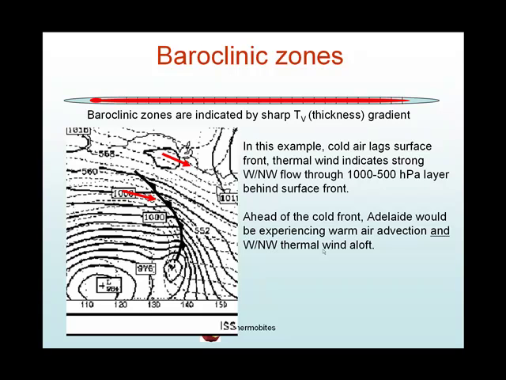We can relate the thickness pattern, as we've already noted, to the mean virtual temperature for the layer, which via the thermal wind we can relate to the mean flow in the 1000 to 500 hectopascal layer. And so you can see that the mean flow aloft of the front is northwesterly. Ahead of the cold front, Adelaide, for example, would be experiencing warm air advection at the surface and a west to northwesterly thermal wind aloft, as indicated by the thickness pattern. Immediately behind the surface cold front in the Southern Ocean, the mean thermal wind aloft is northwesterly, and it's quite strong. So how does this relate to cloud bands?